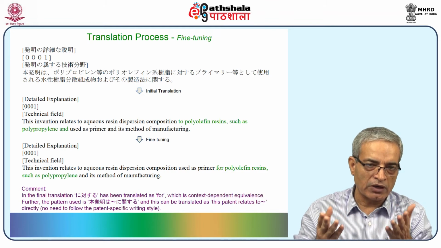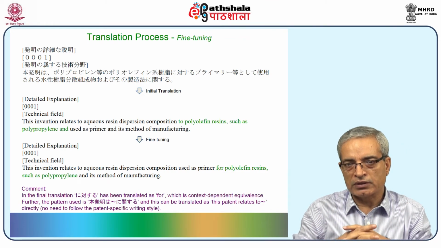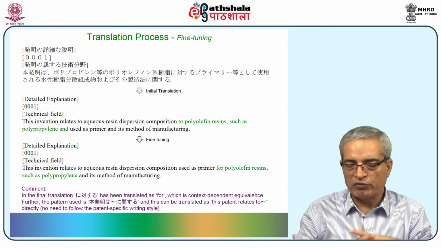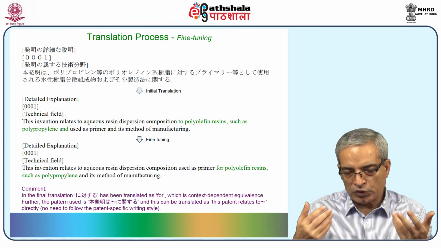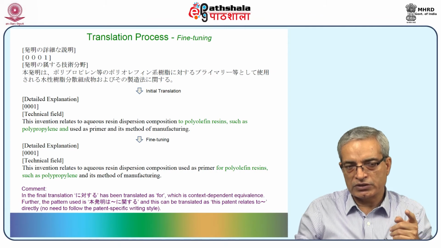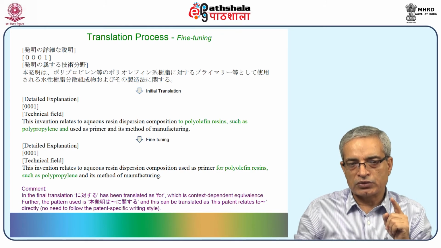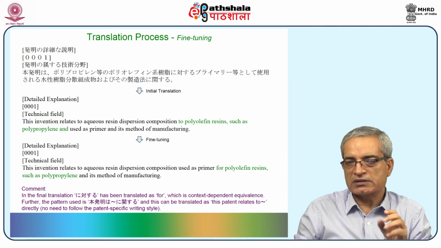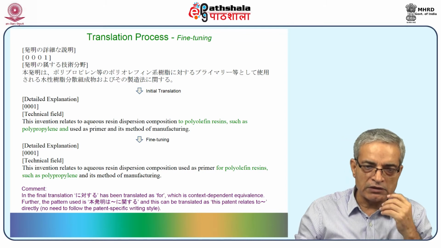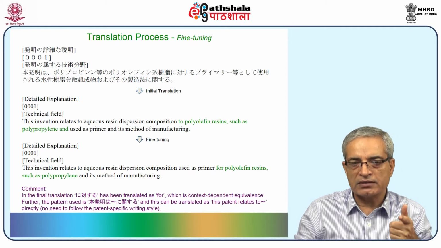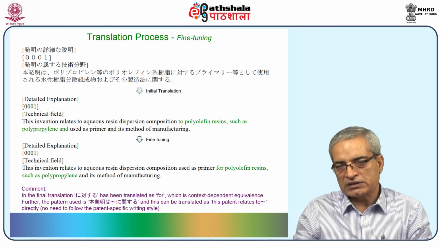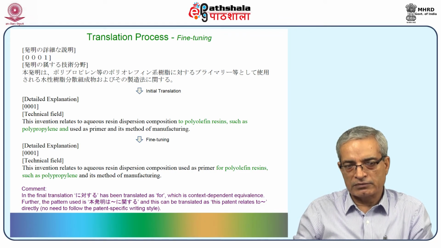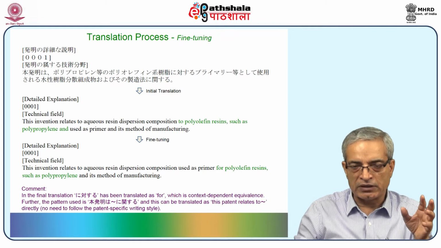Once again, your question will be how to arrive at this conclusion that "for" is to be added in this particular case here. This of course will come by 5W1H application. If you apply 5W1H during the transpositioning in the target language, it will come automatically. So in the final translation, ni taisuru has been translated as "for", which is context dependent equivalence. Further, the pattern used in honhatsumei wa ni kansuru can be translated as "this patent relates to" directly. No need to follow the patent specific writing style of "this patent deals with something wherein".